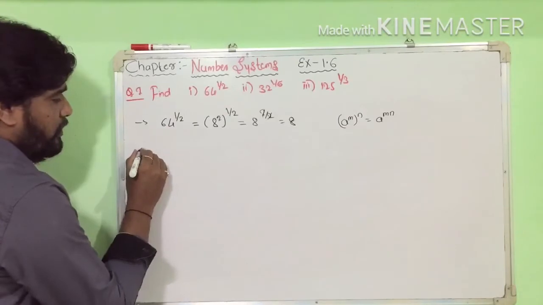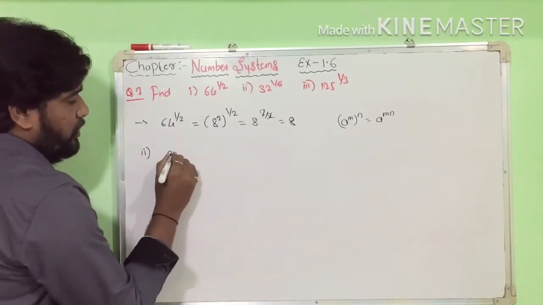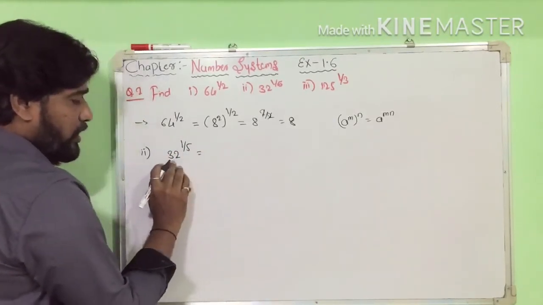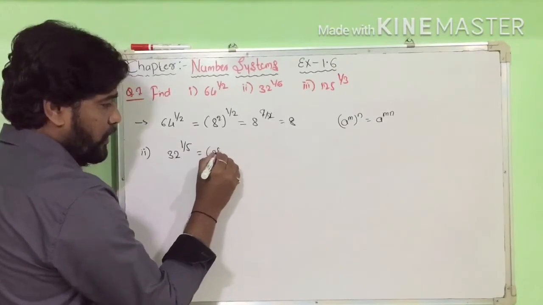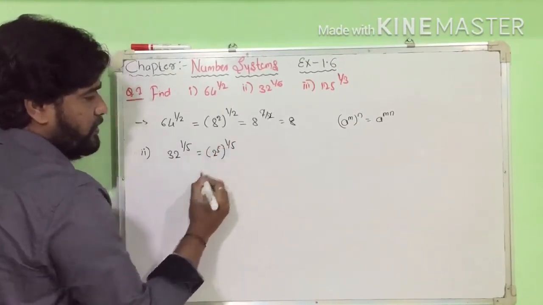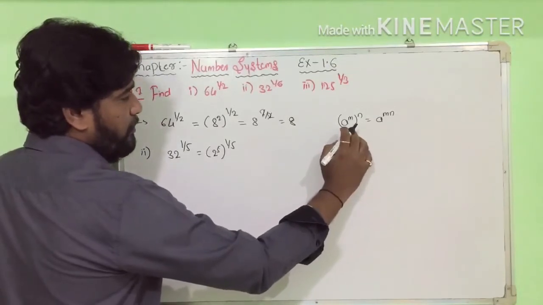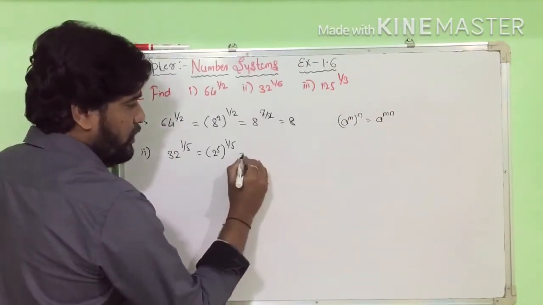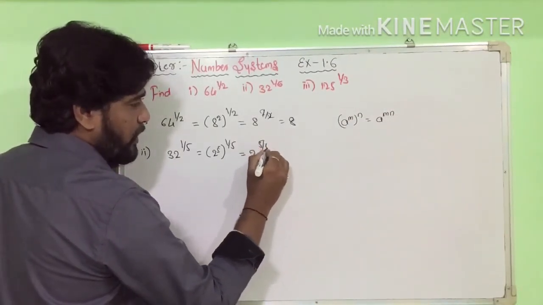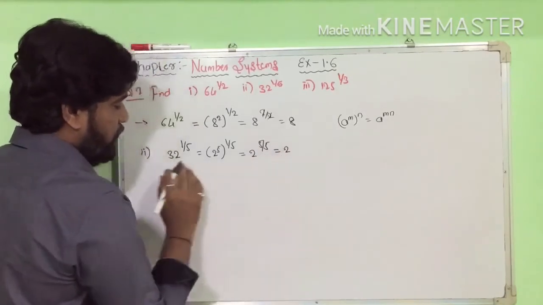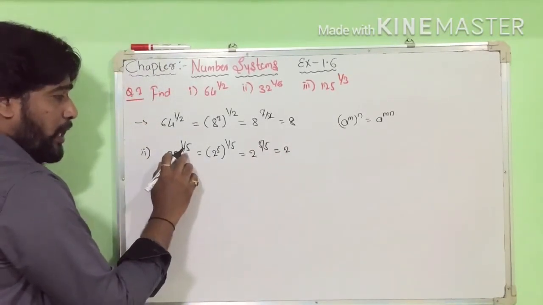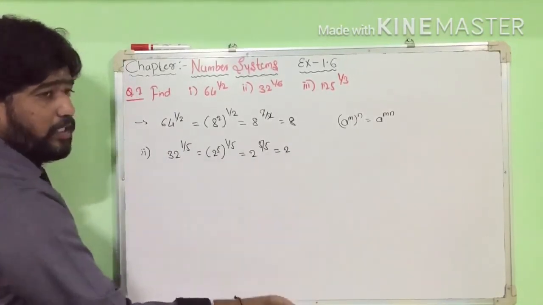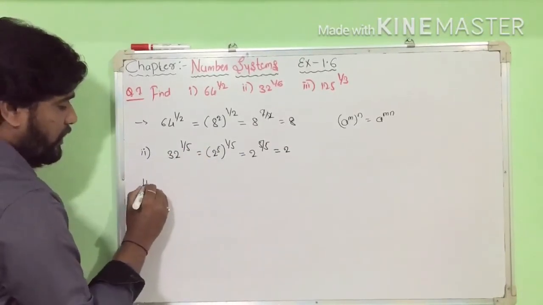Next, the second one, what is given: 32 raised to 1 by 5. We can write 32 as 2 raised to 5, and 1 by 5 as it is. Now it is in the form of a raised to m raised to n, so we can write a raised to mn. Here 2 raised to 5 by 5 is equal to 2 only. 32 raised to 1 by 5 we can write directly as 2, because we need this in the next problems.